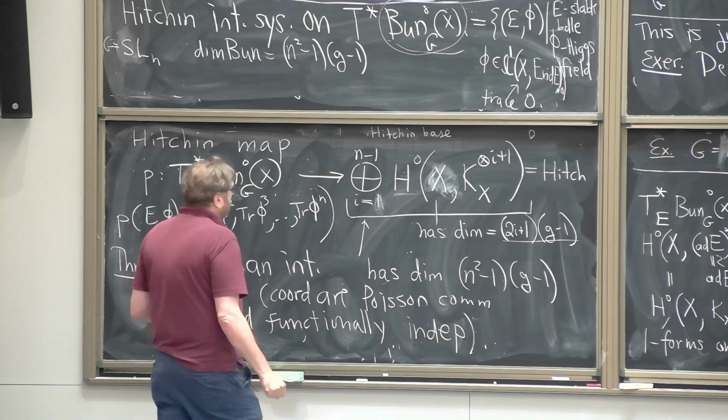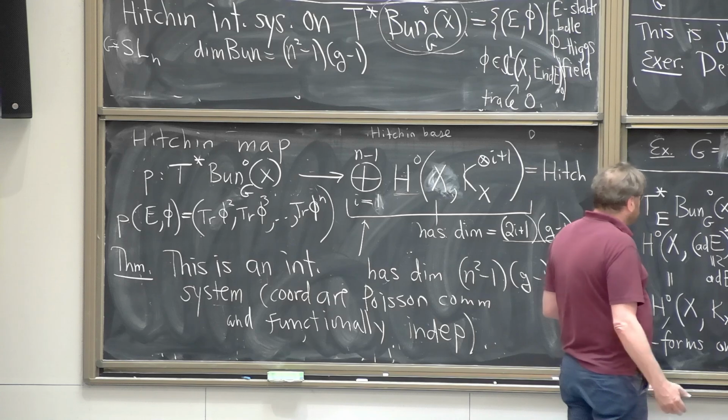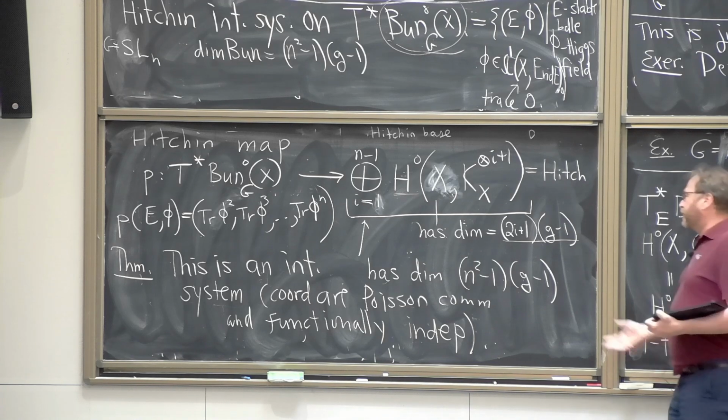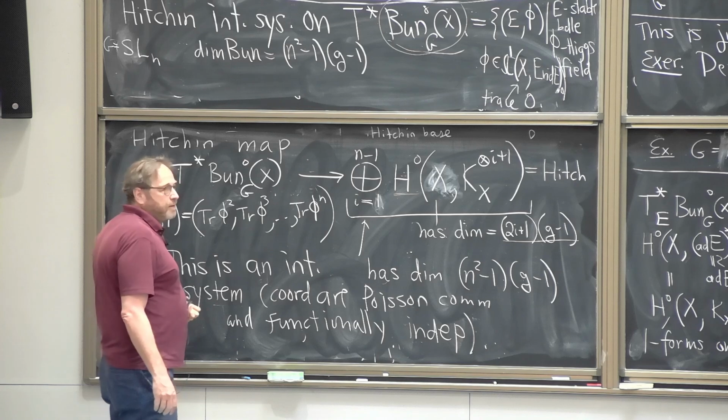So the question is, what's the definition of coordinates on the cotangent bundle? So we don't need coordinates. There is a canonical symplectic structure on the cotangent bundle for a manifold, or a variety also. And so, to formulate this theorem, we do not need coordinates.